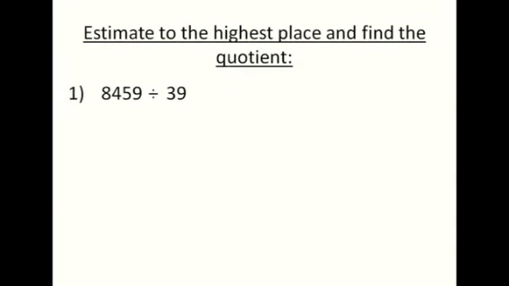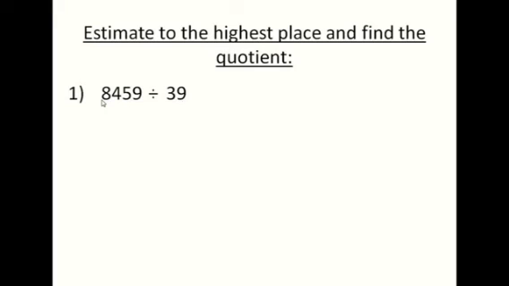Now we will estimate the quotient. Look at this example: 8459 divided by 39. So what we have to do here? We will estimate the dividend and the divisor both to the highest place. Then we will do the division and find the quotient, and that quotient will be the estimated quotient.